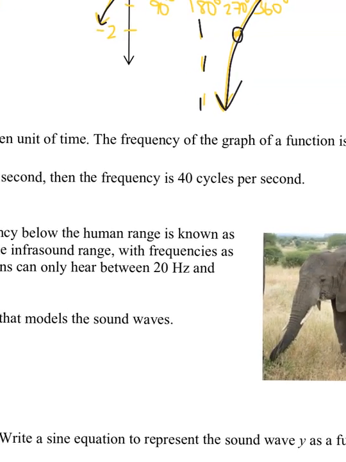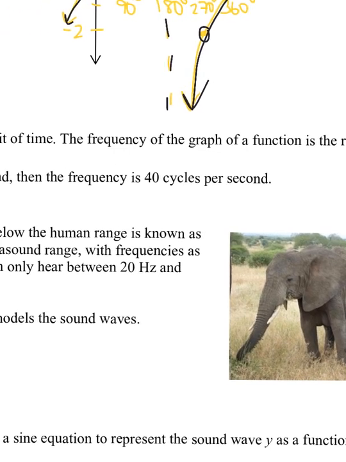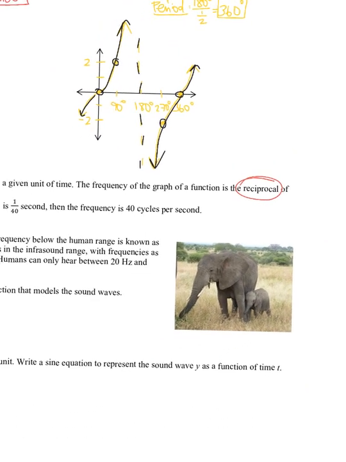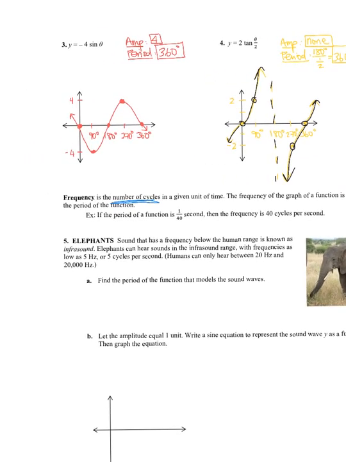And the frequency of the graph of a function is the reciprocal of the period of the function. The period of the function tells you how long it takes to complete one cycle. So if we switch that around and do the reciprocal, that gives us the frequency, which is the number of cycles in a given unit of time.